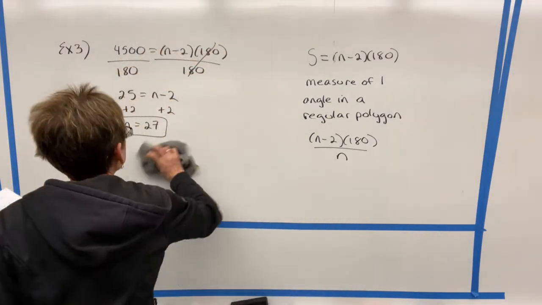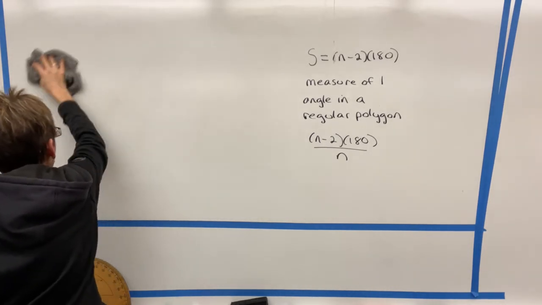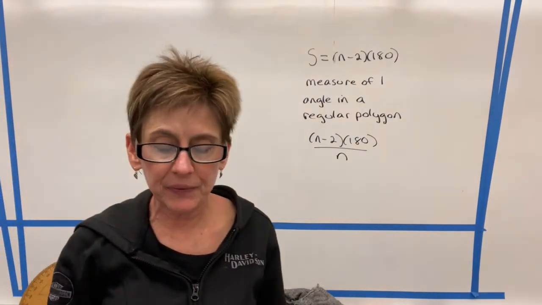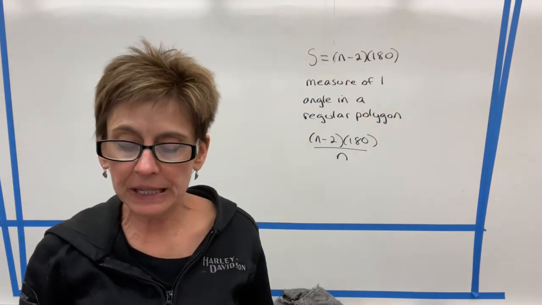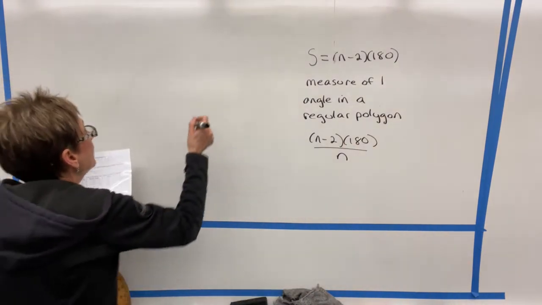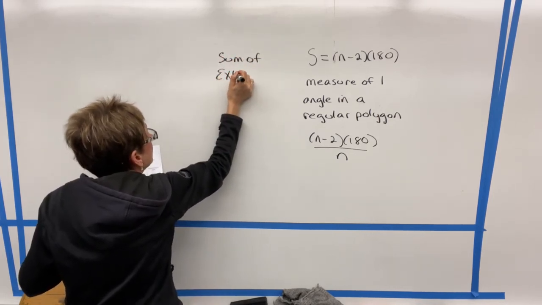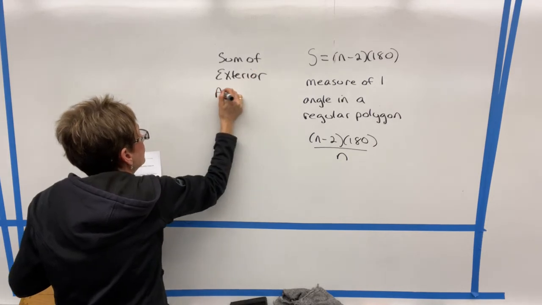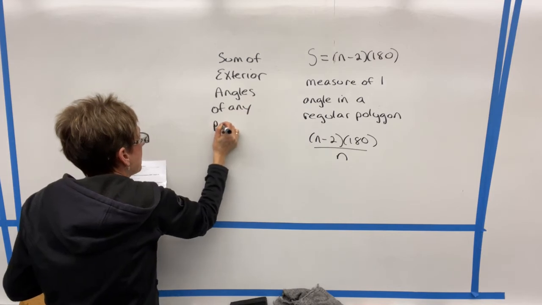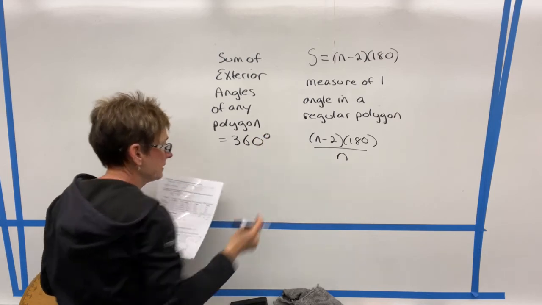Now, there is another example that I could give you that is really long, writing out this huge chart, and it would take us forever. It would probably add about 6 minutes to this video. So instead of torturing you and taking you through all of that, I'm just going to tell you one more formula that you can use, and that is the sum of the exterior angles of any polygon is equal to 360 degrees.